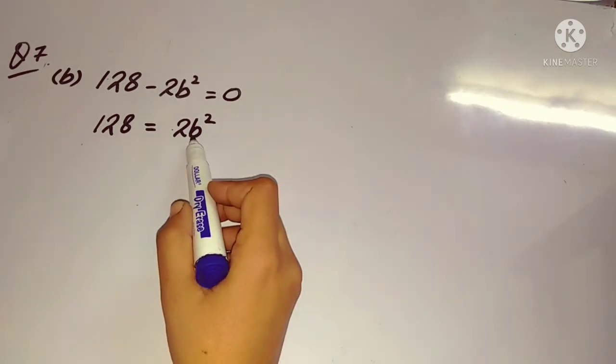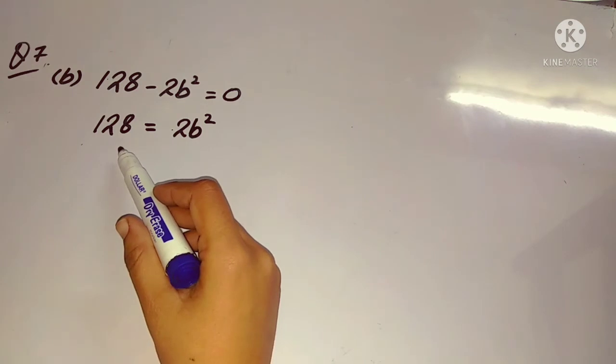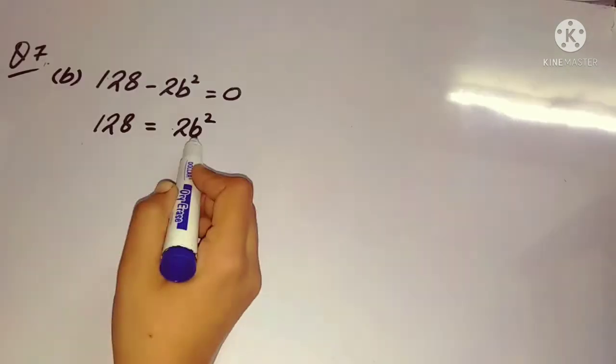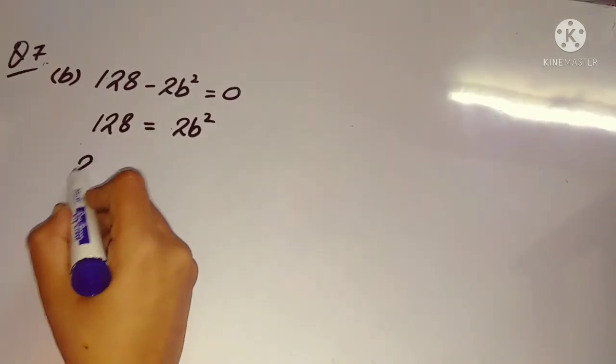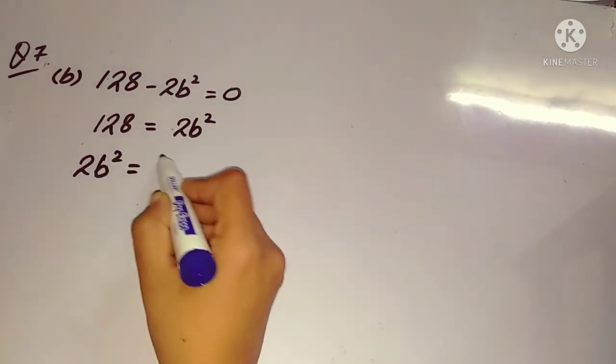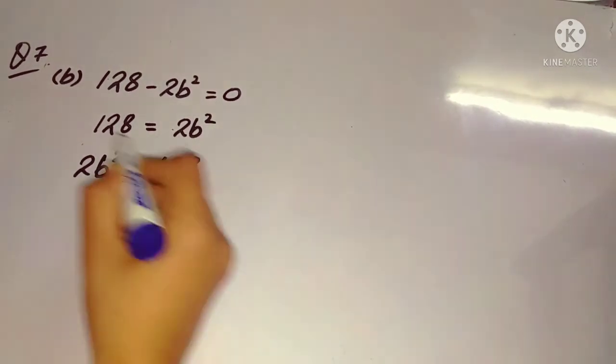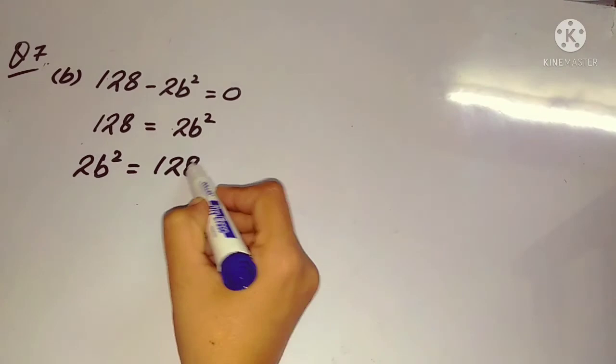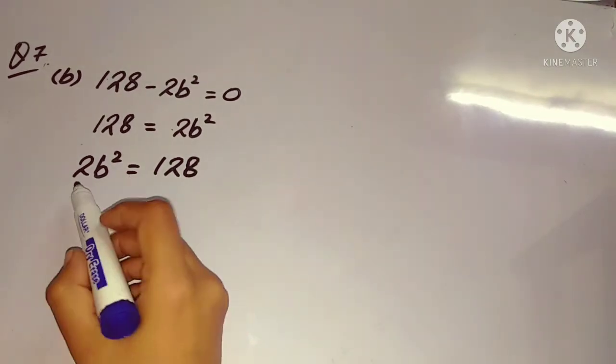So 2 is multiplying with b. When it will come to this side, it will be divided with 128, because we have to find out the value of b now. So you can write down 2b square as it is. 2b square is equal to 128. You can write down this equation like this, because there is an equal sign in between.